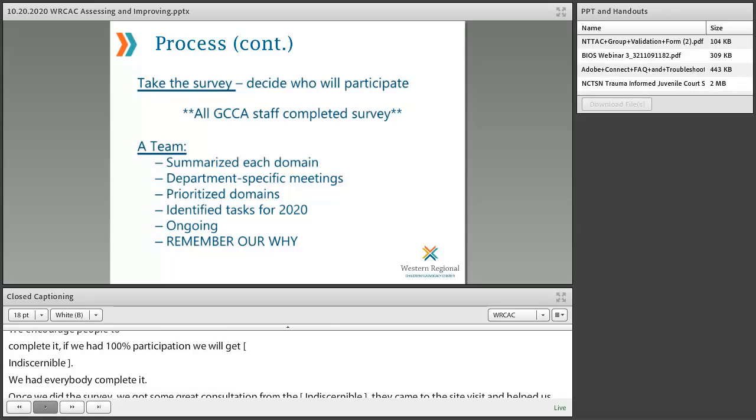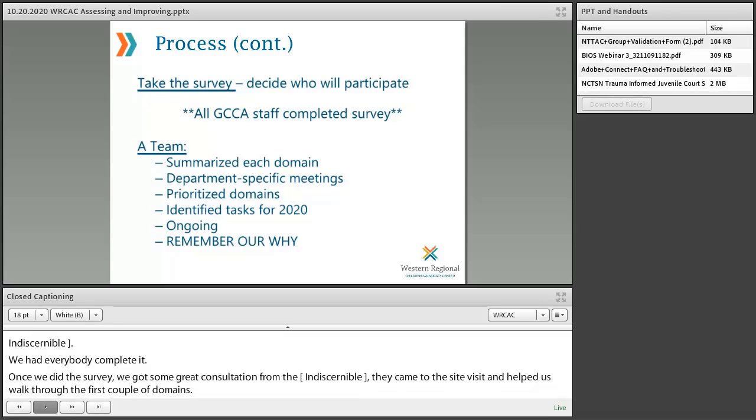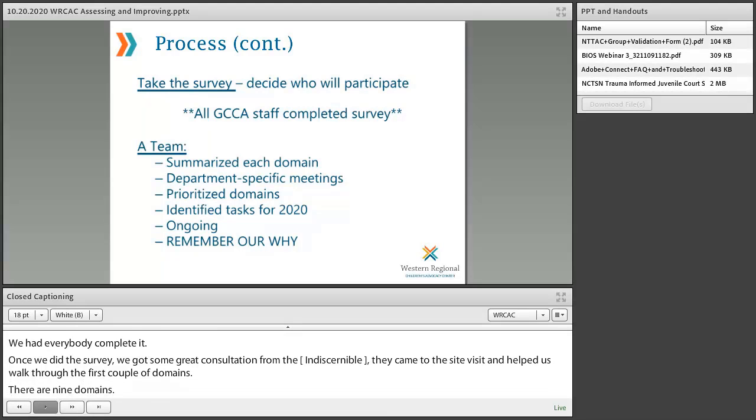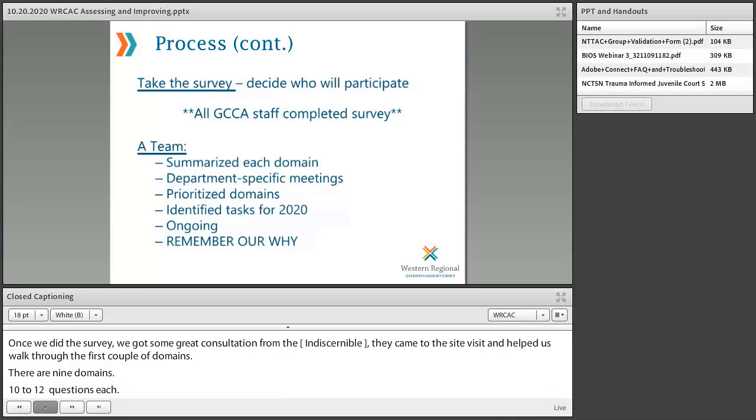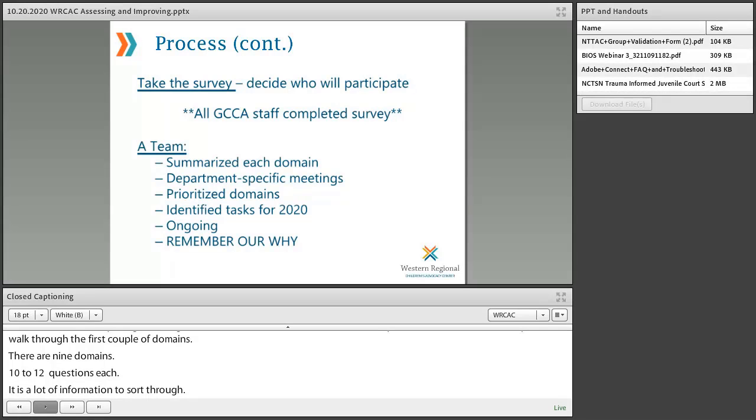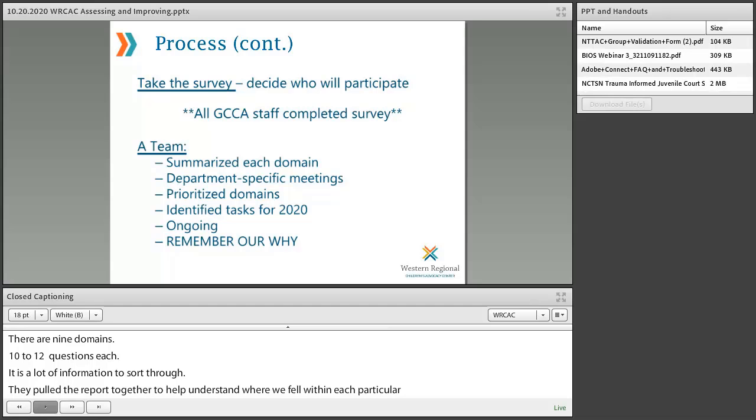So I think the survey itself is about 100 questions. So that's a lot of information to sort through. The NCTSN pulled together a report for us to help us understand where we fell within each particular domain, how we scored as a whole, and how we differed by department. I have some slides, and I'm going to show you that in a moment. And so that was really important.